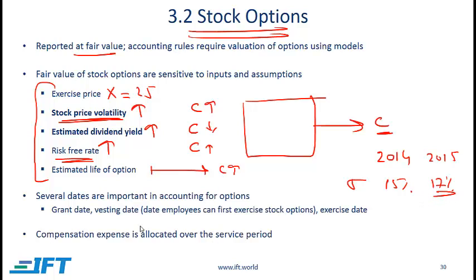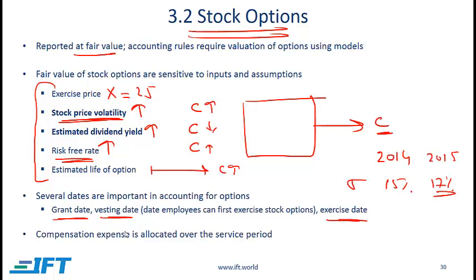When a company grants stock options, there are several important dates. One is the grant date. This obviously is the date when the options are being granted. The vesting date is the date when employees can first exercise the stock options. So if an employee is told that he can exercise the stock options after 4 years, then 4 years is the vesting period, and the date 4 years later would be the vesting date. After the vesting date, the employee can then exercise the options.